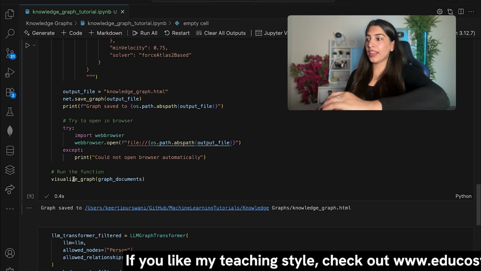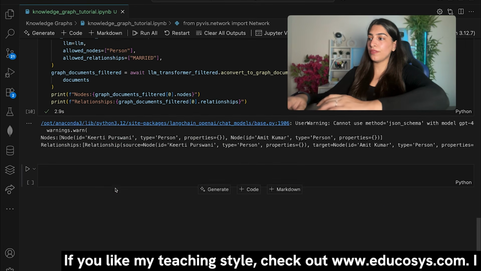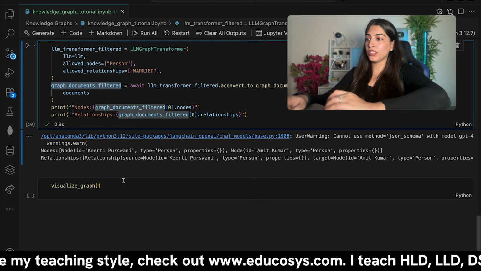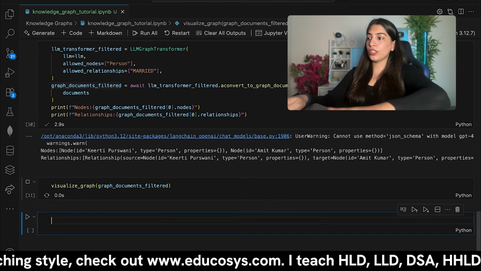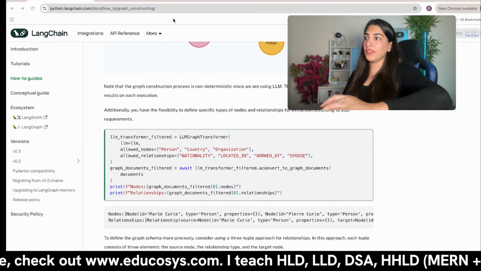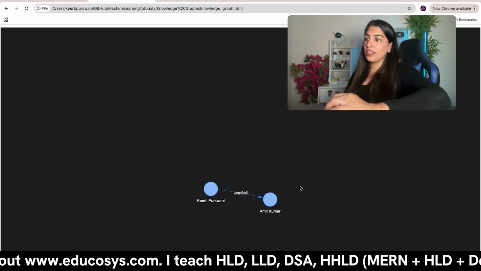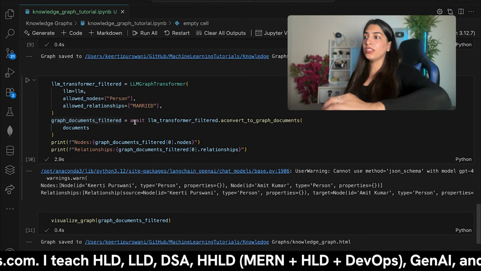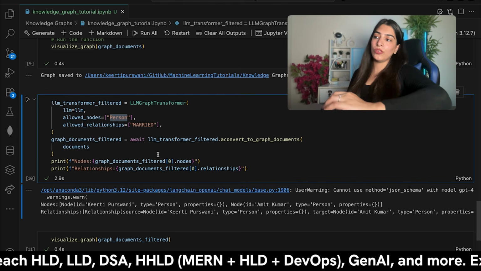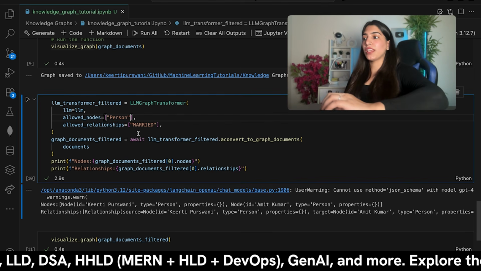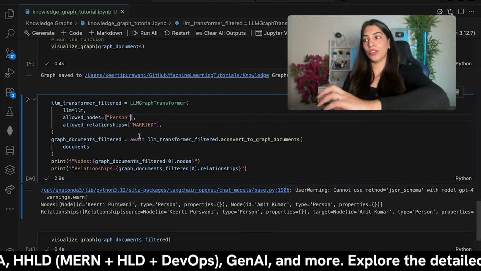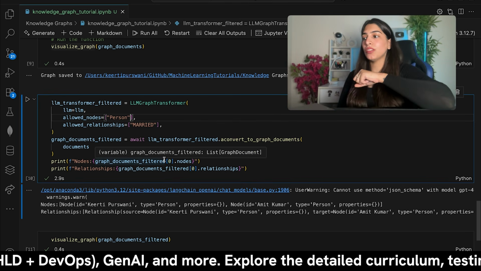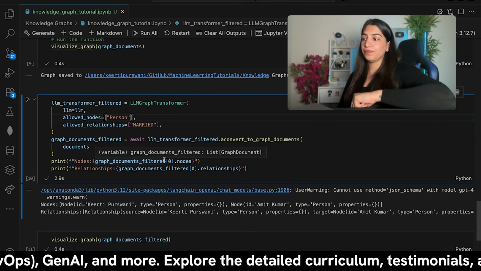The function that I had written, I'm just going to call the same function, and I'm going to pass the filtered graph documents over here. Again, it is going to get saved in our same HTML file. Let me just refresh that. And here you can see it's like the subgraph, right? So like this, play around with it. You can always keep changing the allowed nodes and the allowed relationships. Suppose I also give organization and co-founder, you will be able to see that. If I give organization and employee, then you'll be able to see which all organizations I was employed at.